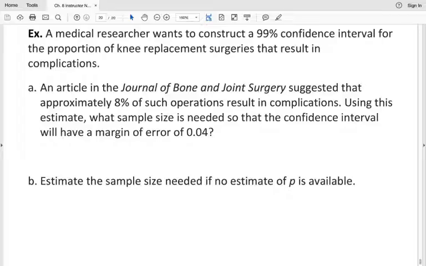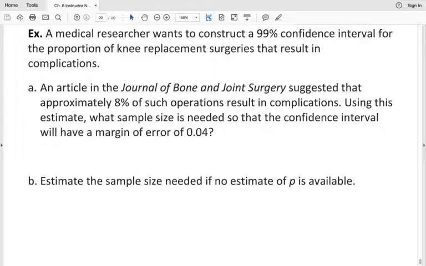So here we have one last example where we're going to look at using these margins of error to estimate what sample size we would need. And so we've got a medical researcher who wants to construct a 99% confidence interval for the proportion of knee replacement surgeries that result in complications. We've got first some data that says an article suggested that 8% of operations result in complications. So if we were to use that 8% as an estimate, the question is what sample size would we need so that the confidence interval will have a margin of error of 0.04.